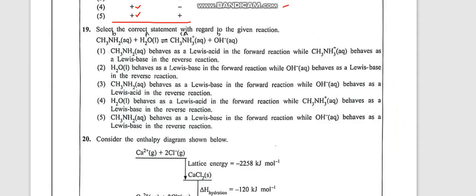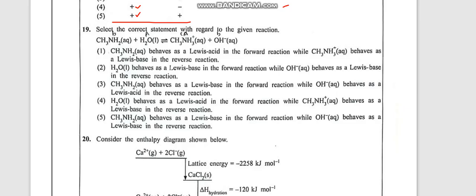Now here you can see what has CH3NH2 done. It has gained an H plus, right, from the water molecule and released an OH minus. Now CH3NH2 has gained an H plus. That means it's a Lewis base actually. So that thing is correct. In the forward reaction, CH3NH2 is behaving as a Lewis base, not a Lewis acid. So first option we can neglect.